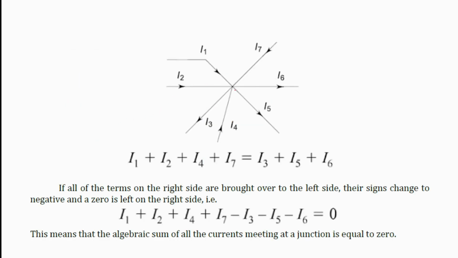So this is the node where some currents are entering and some currents are leaving. The algebraic sum of the entering currents is equal to the algebraic sum of the leaving currents. If I bring them all to one side, then the value will be like this, which is nothing but the algebraic sum of the currents meeting at a junction is equal to 0.